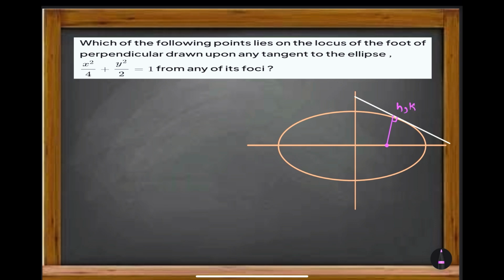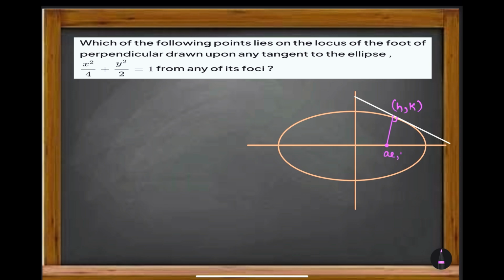So you know that while dealing with locus we used to take the point as (h, k), and whatever we have introduced we will remove it by some conditions. Okay, so right now you guys have introduced h and k. h will be replaced by x, k will be replaced by y. Now look at this. So in this question we are using foci, any foci.